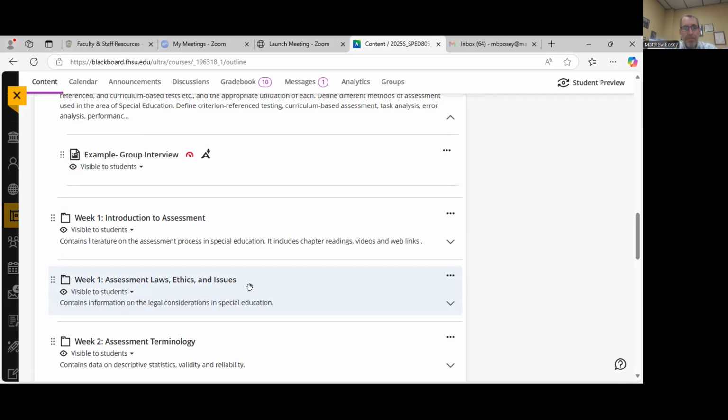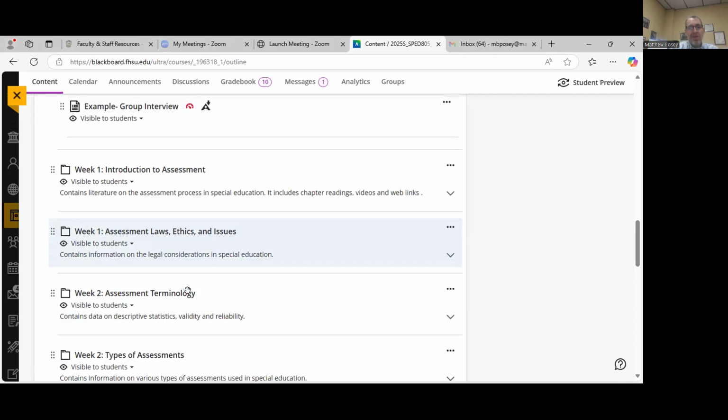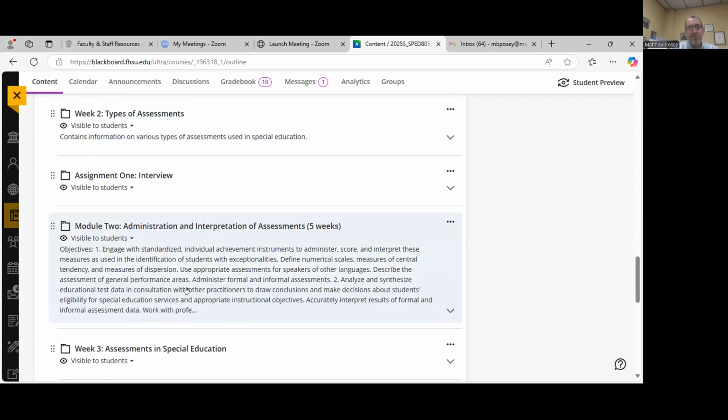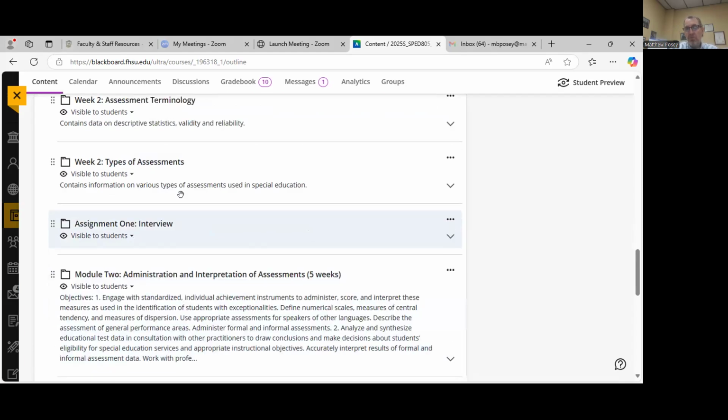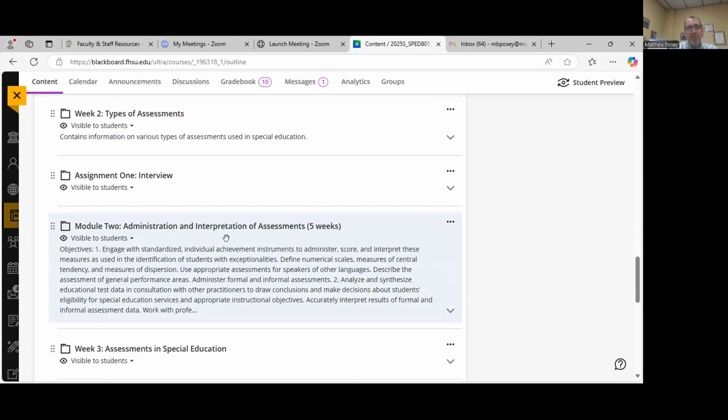So as we move forward, each week's laid out. It's very easy to navigate through. You'll see, as I mentioned, the first 2 weeks will be module 1. Then module 2 will be 5 weeks after that. And then module 3 will be 1 week, to make up the 8.